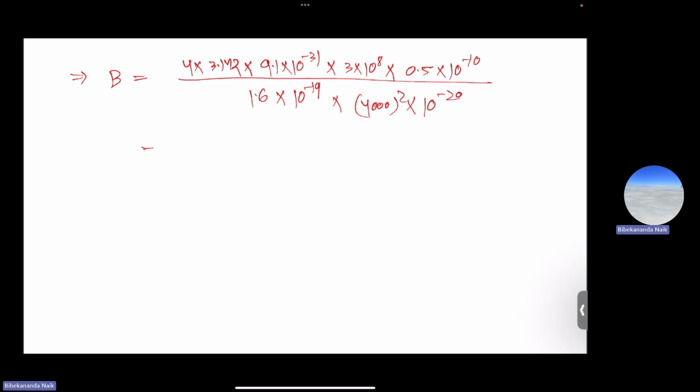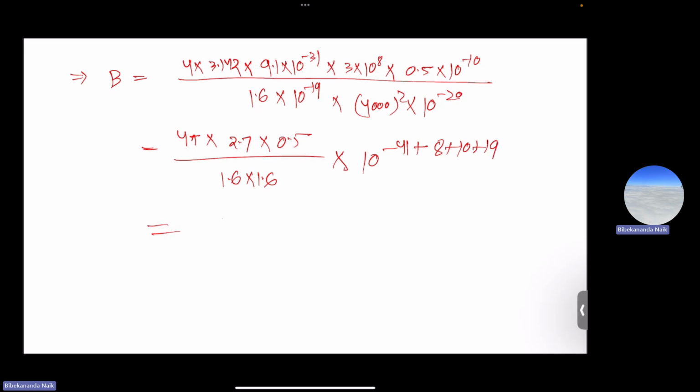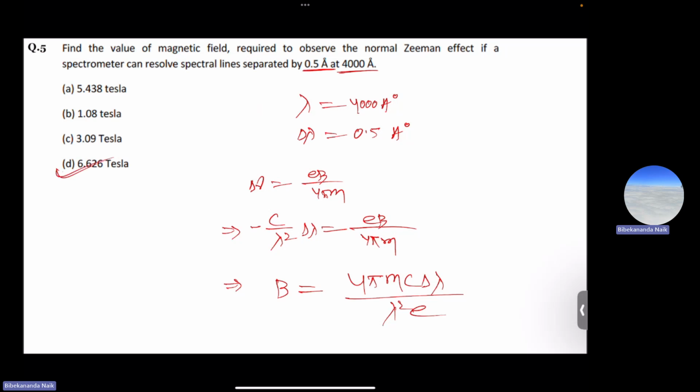If we solve it, it will be 4 pi into roughly 9.1 into 3 into 0.5 divided by 1.6 into 10 to the power minus 41 plus 8 plus 10 plus 19. So it will come out to be 6.626 Tesla. So the correct option will be option D.